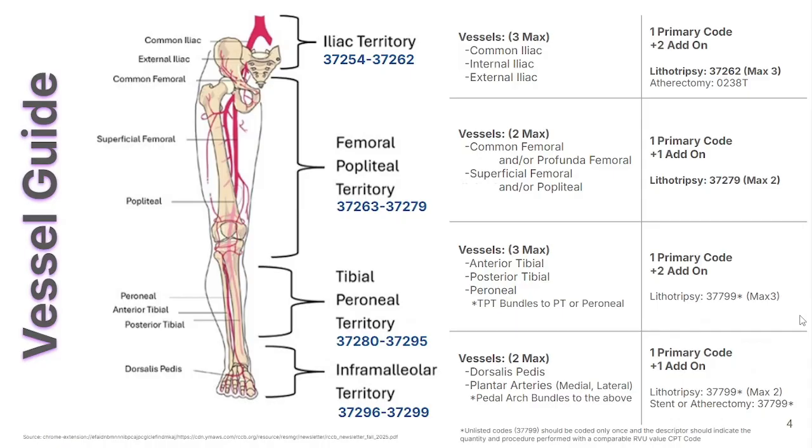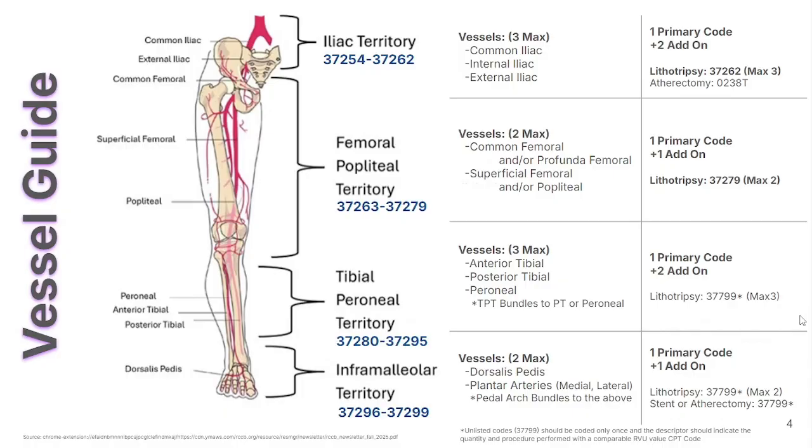Lithotripsy, again, has not been provided for this zone, but because there are 2 vessels, we can have a maximum of 2. And there also haven't been any stent or atherectomy codes provided for this region, which can be billed as unlisted. We may see codes for that in the future. However, in 2025, I haven't really noticed a lot of those procedures being performed in those small vessels.